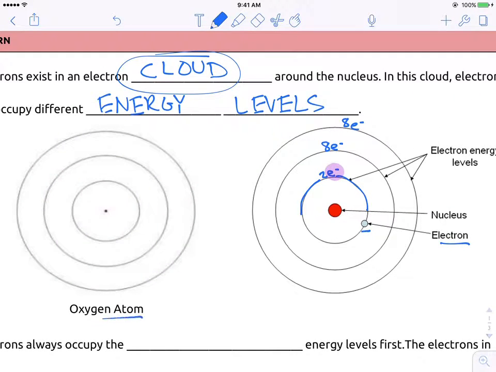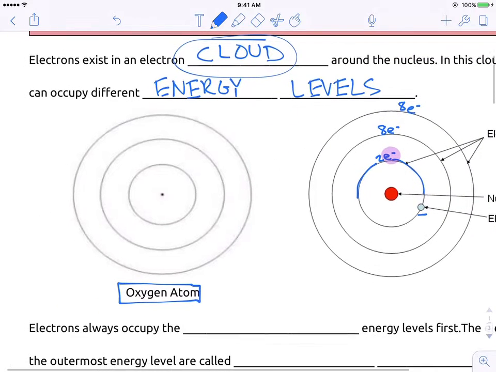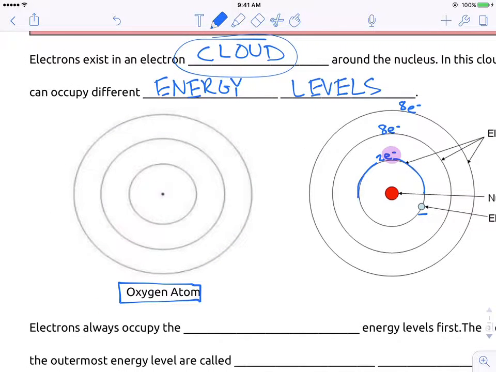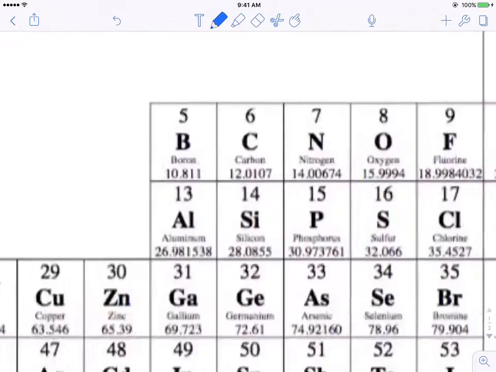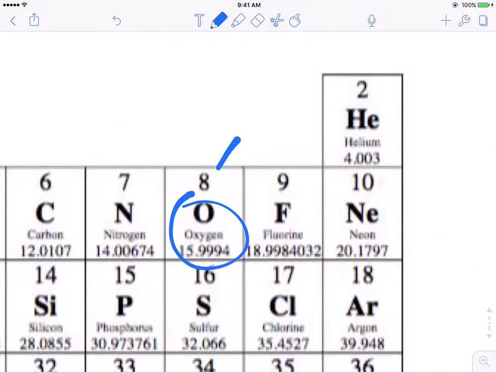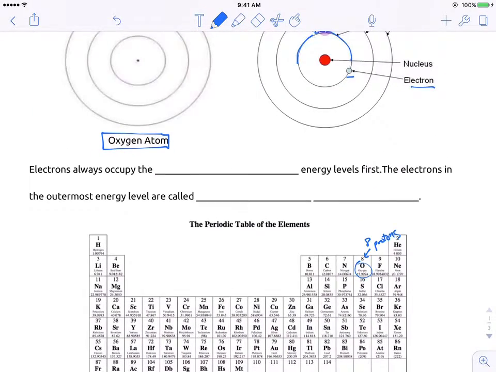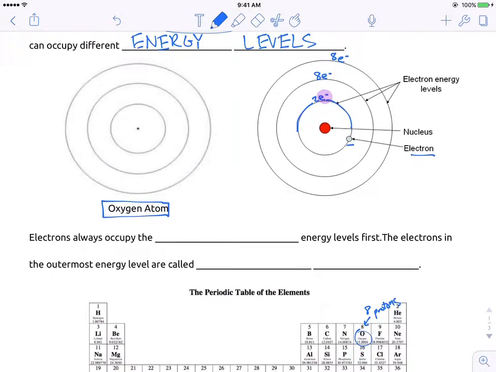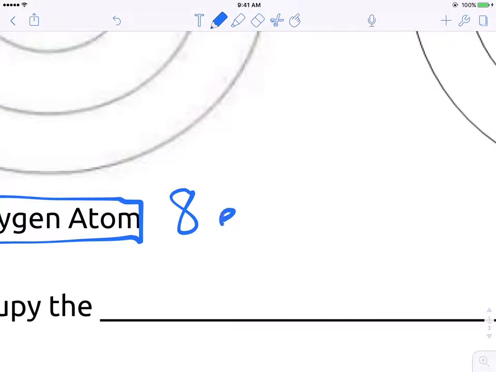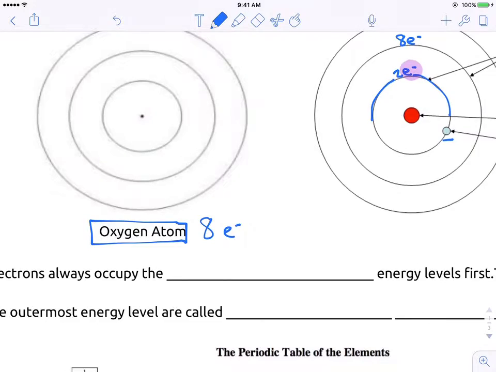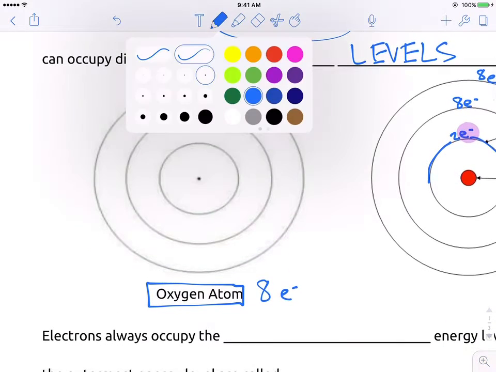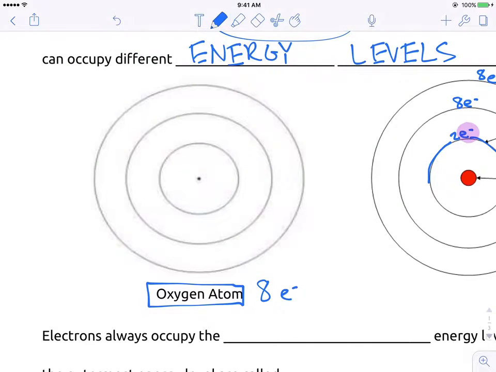But let's say I ask you to draw the electrons for an oxygen atom. Now I could find the number of electrons in an oxygen atom if I know the number of protons in an oxygen atom. And I can do that by looking at the periodic table. Oxygen has an atomic number of 8, which means it has 8 protons. And since all of these atoms in the periodic table are neutral, an oxygen atom has 8 protons and it has 8 electrons.